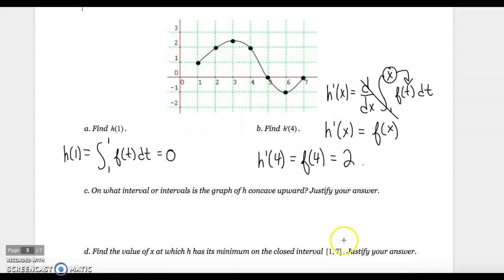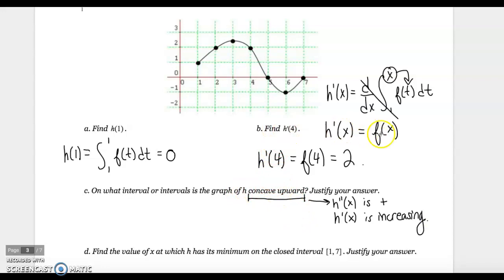In part C, it asks on what interval or intervals is the graph of h concave upward, or concave up? And so we have to remember some stuff from first semester. Concave up means a couple of things. If I'm looking for where h is concave up, I need to look at where h double prime of x is positive, or you can look at where h prime of x is increasing. So that's what we want to look for when we're looking for where the graph of h is concave up.